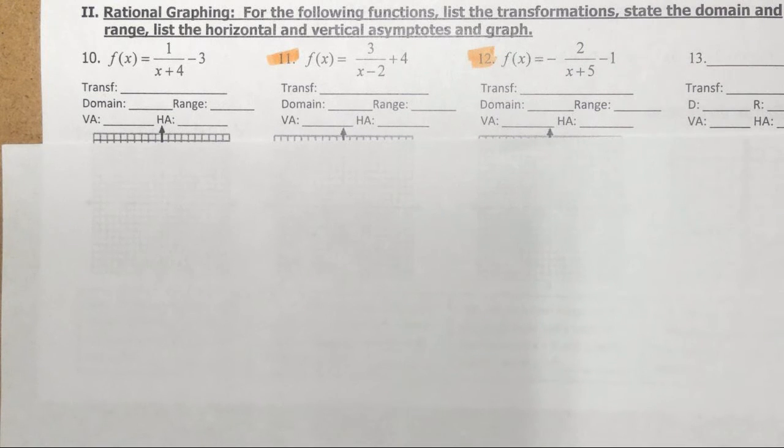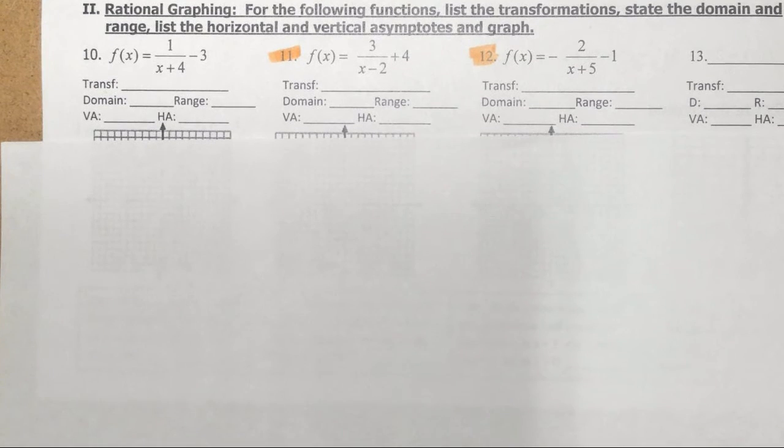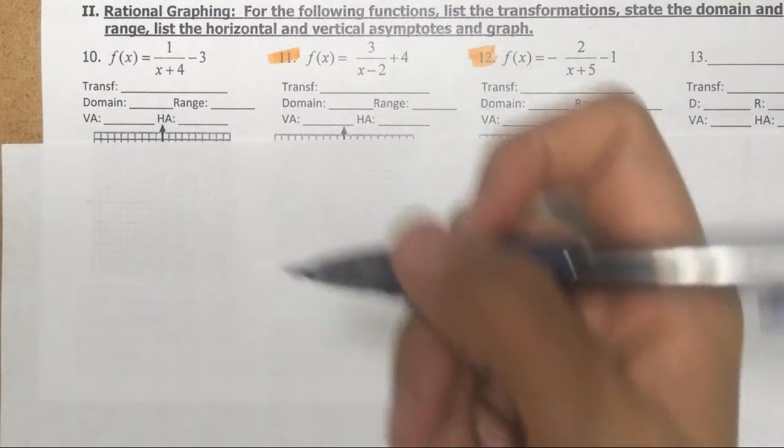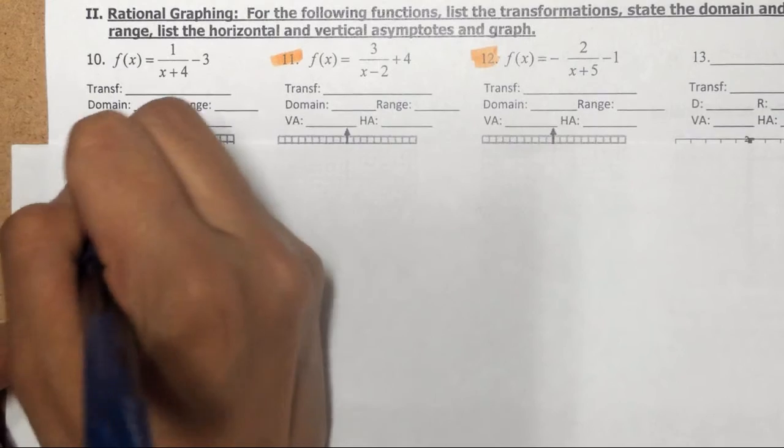Okay, so we're going to go ahead and get started with the second section. This is rational graphing. It says for the following functions, list the transformations, state the domain and range, list the horizontal and vertical asymptotes, and graph. This is a good review of what we've been doing for rational functions.